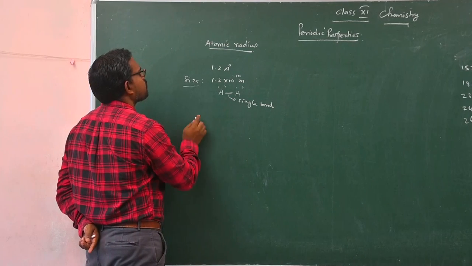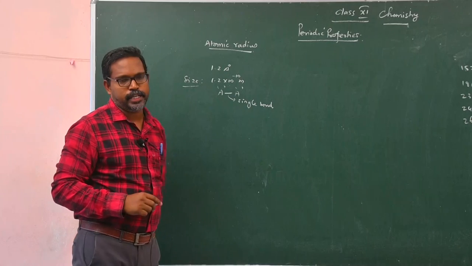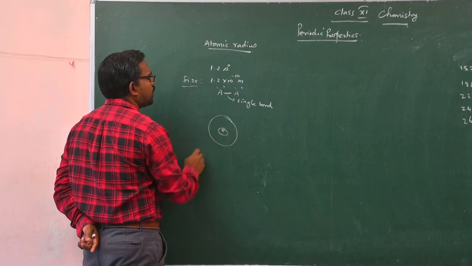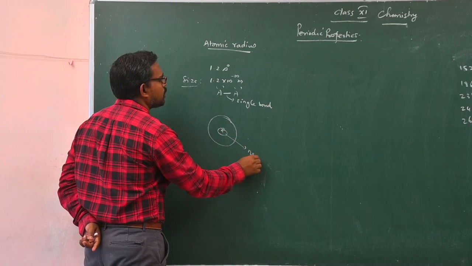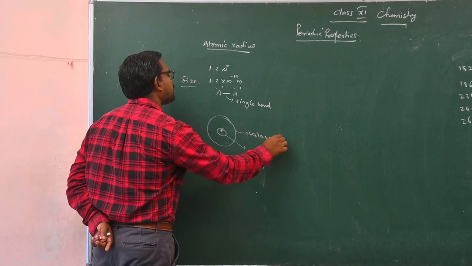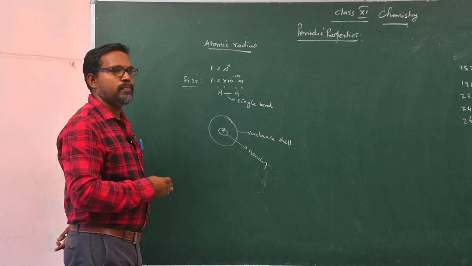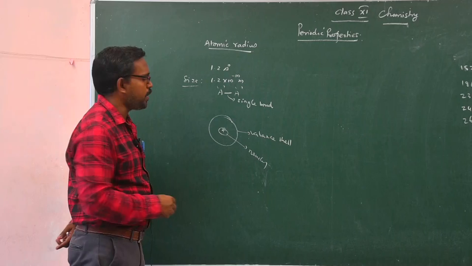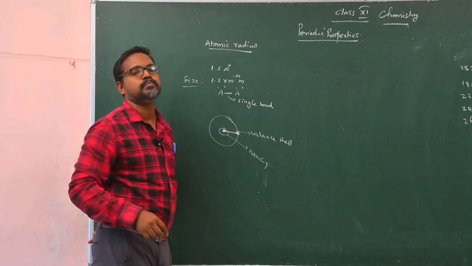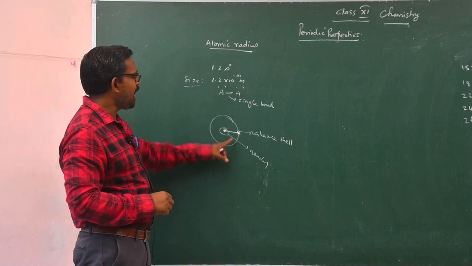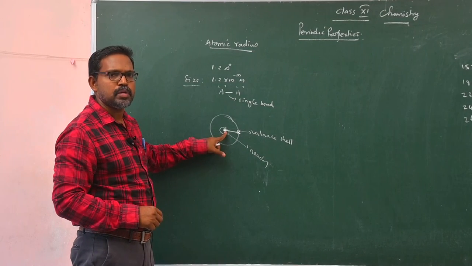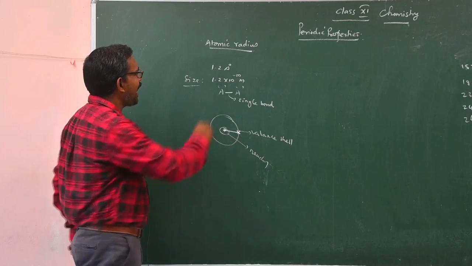Let us consider how to define atomic radius. In a simple manner, an atom A has a center, the nucleus, and this is the valence shell. Simply, you define what is atomic radius: the distance between the center of the nucleus and the outermost orbit of an atom is called atomic radius.